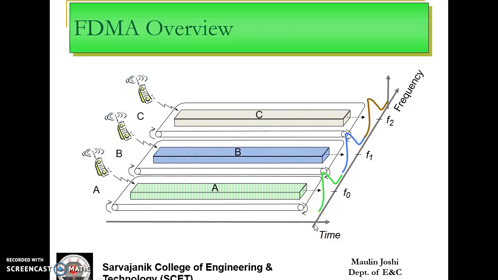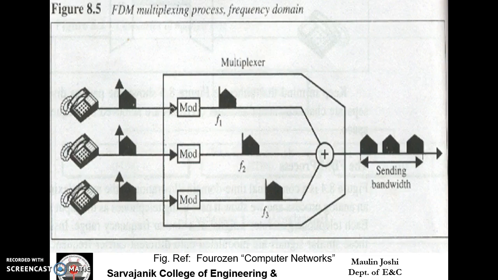Let us understand it clearly. Say, for example, user A is using this F0 centered frequency band, user B is using this F1 centered frequency band, and so is user C. So we can see that time remains the same throughout and different frequencies are accessed by different users at the same time. This is how it is actually done.